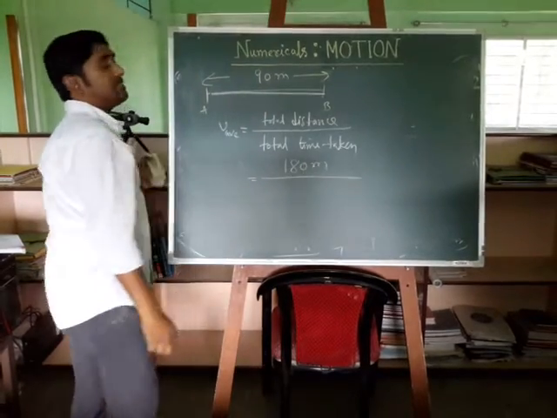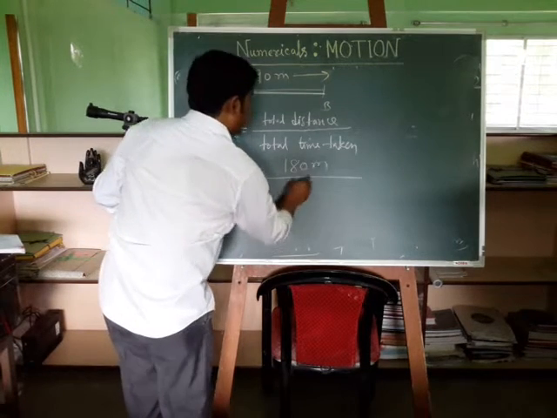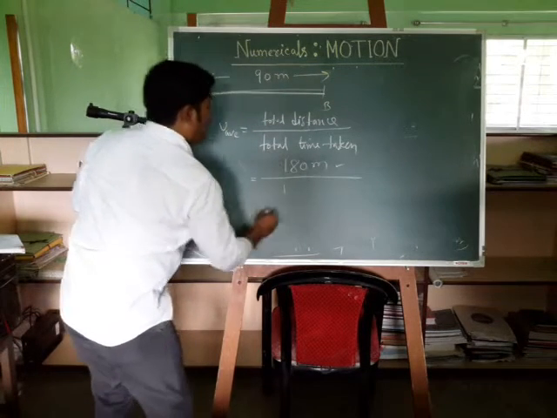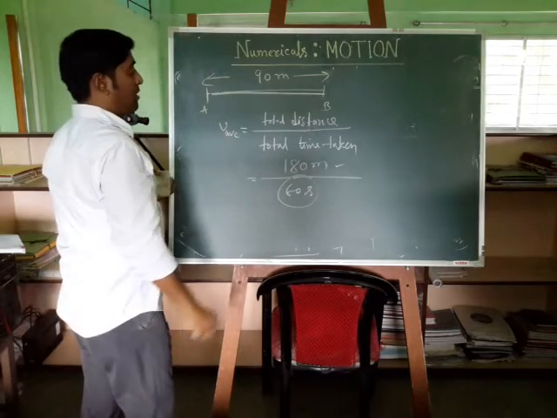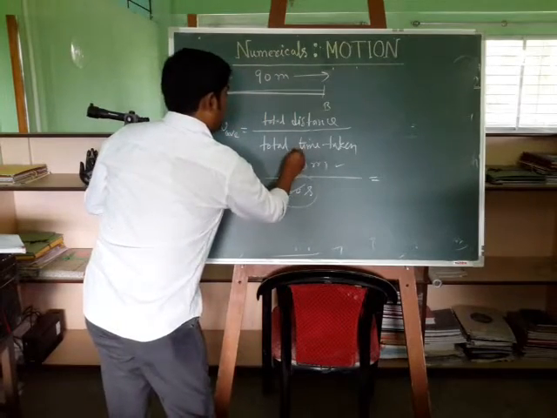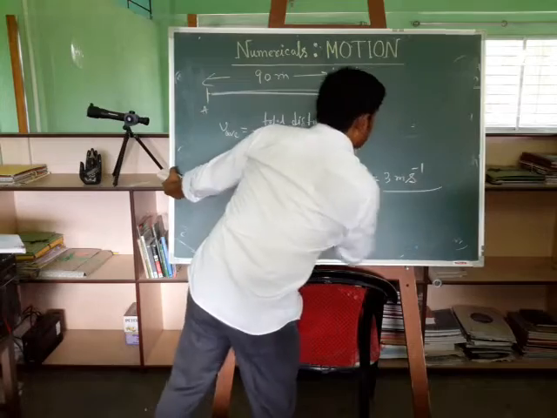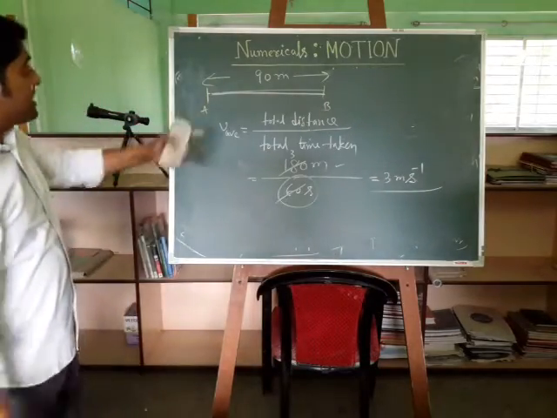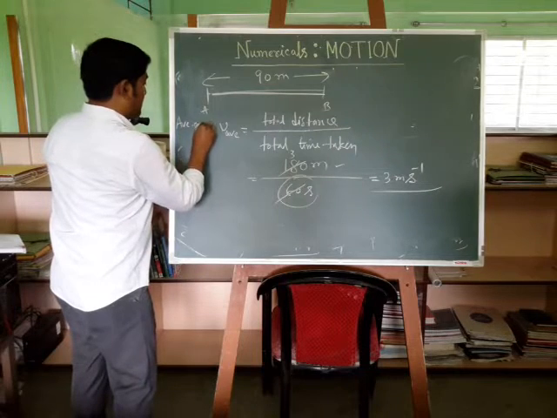Total time taken, you are taking 1 minute only, so 1 minute. Now it is in SI unit, so 1 minute you will write in seconds. Note this, 1 minute is 60 seconds, so that will be 3 meter per second. That is your average speed. This is your average speed, remember that.